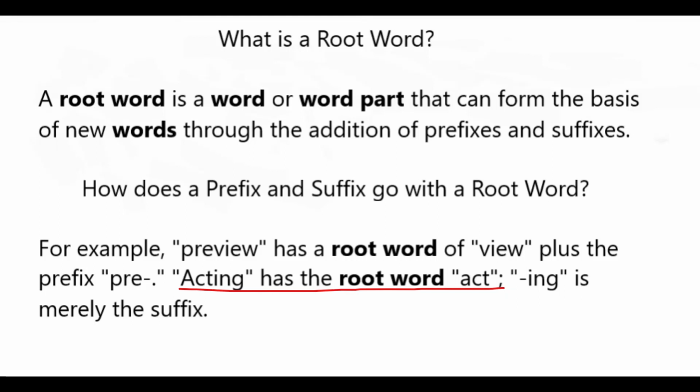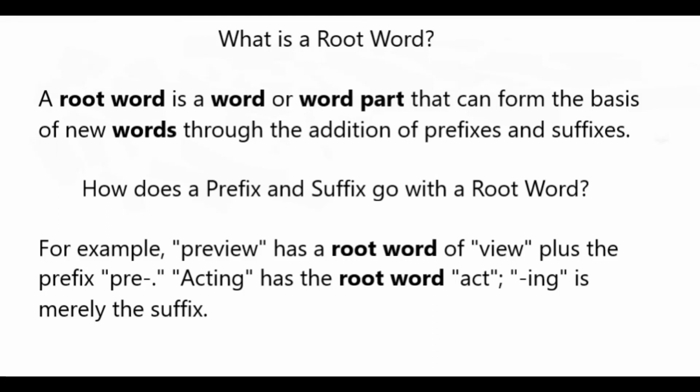Acting has the root word act. The ing is merely the suffix. I'm just giving you some examples here of what a prefix and a suffix look like. I can give you the definition in various ways, but unless you actually see what I mean, it's going to be confusing. And if you're still scratching your head, relax, don't worry. I'm going to do an activity now on the video that'll show you some more prefixes and suffixes.